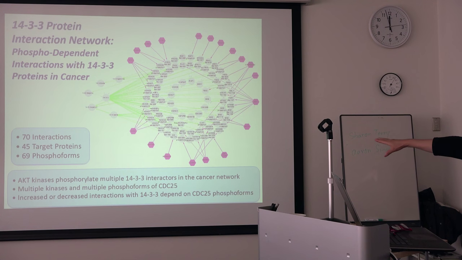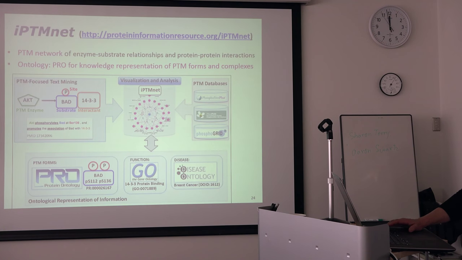You can start looking at, so an example is the AKT kinase, the phosphorylated multiple interaction in the cancer network. You can start looking at the individual protein that has multiple phosphorylated forms. So in this case, there are multiple phosphorylated forms of CDC25, and the increasing or decreasing interaction with the 14-3-3, it really depends on which phosphorylation forms that we are talking about. And there are different kinases engaged in phosphorylating different sites or different forms of that CDC25. So one can start looking or tease out this kind of intricate relationship that can potentially lead to some better understanding about its functionality in cancer.